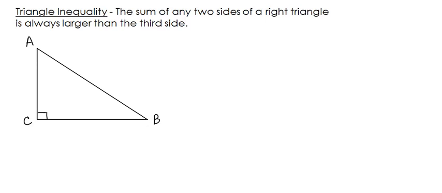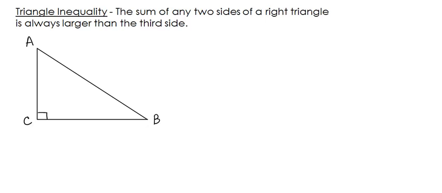Today's lesson is going to be on the triangle inequality and the converse of the Pythagorean theorem. We're going to start with the triangle inequality. It says that the sum of any two sides of a right triangle is always larger than the third side. All that means is that if you have a right triangle, like the one here, and you add up any two sides, that sum is always bigger than whatever the third side that's left over is.